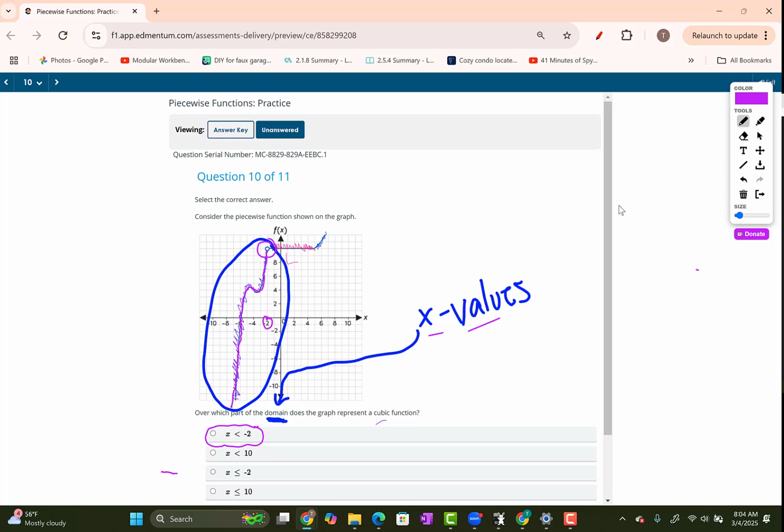Important point. C would be the correct answer if we had a closed dot up here at this endpoint, but we don't. We have an open dot, so that's how we know it's just x is less than -2.